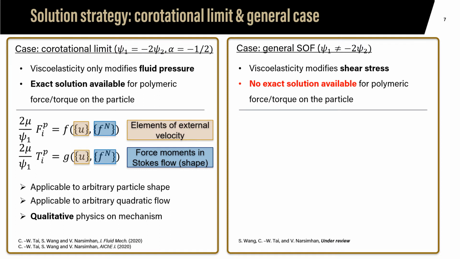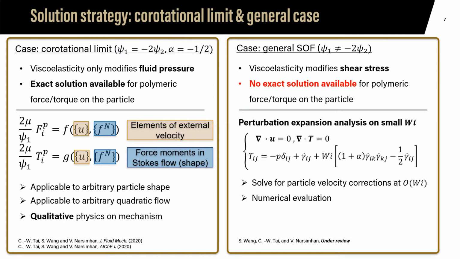For most real viscoelastic fluids, alpha is typically not negative 1/2, and it will be necessary for us to go to a more general case to get a more quantitative idea of the particle dynamics within the flow. So for this study, we're going to focus on the case where psi1 is not equal to negative psi2. In this case, the viscoelasticity will modify the shear stress, and there's no exact solution available for the polymer force and torque on the particle.